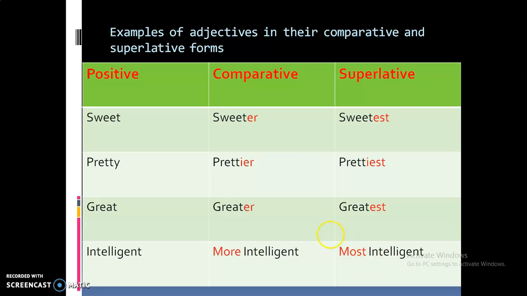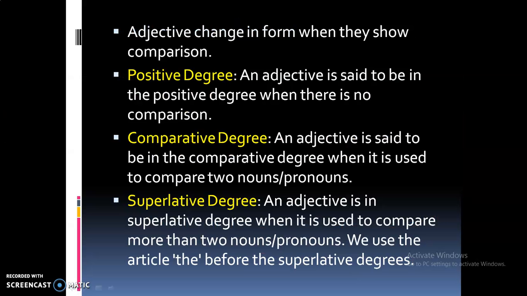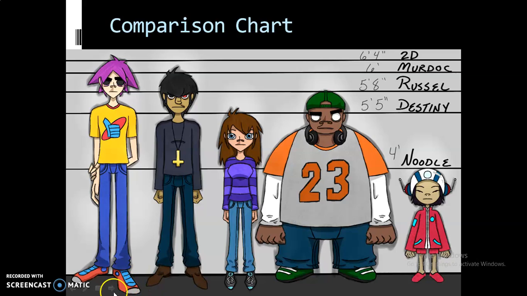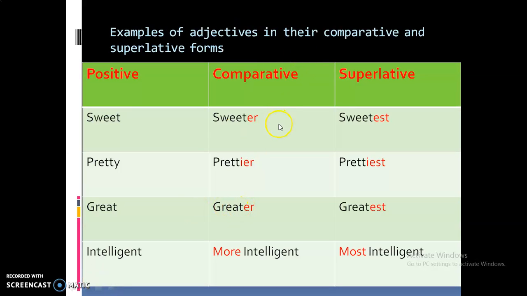Or Tina is more intelligent than Tom, or Tom is more intelligent than Tina. You are comparing between two. Let me go back to the definition. What is a comparative degree? An adjective is said to be in the comparative degree when it is used to compare two nouns. An adjective is in the superlative degree when it is used to compare more than two nouns or pronouns. So more than two, superlative; when two, the comparative degree is used. So intelligent, more intelligent, most intelligent.